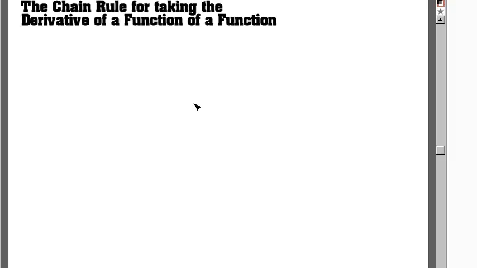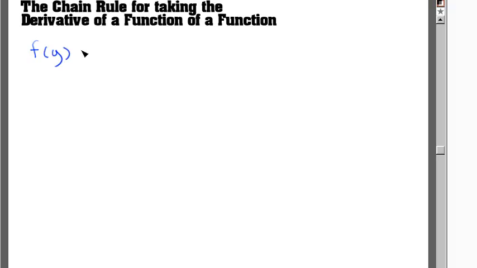There are two chain rules in calculus for taking the derivative of functions. One is for taking the derivative of a product of functions, and the other is for taking the derivative of the function of a function. And this little screencam presentation is about the chain rule for taking the derivative of a function of a function. Suppose we'll start with a function f of y.